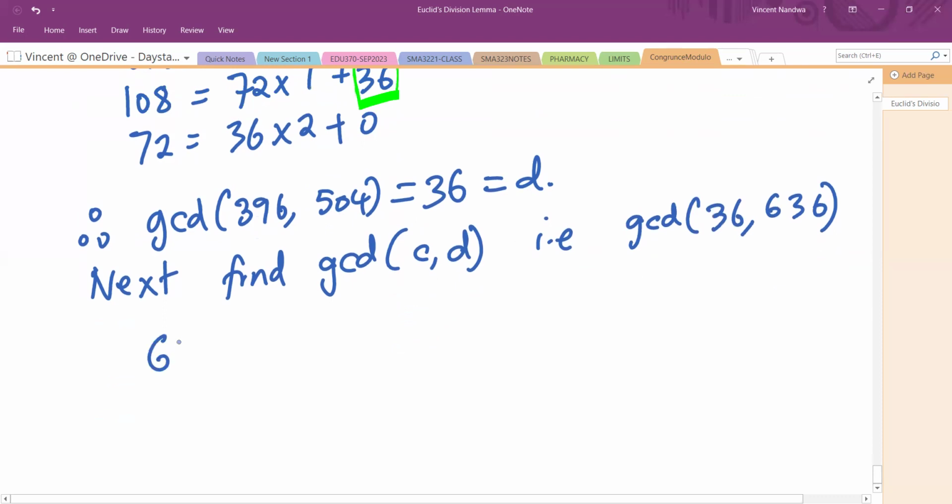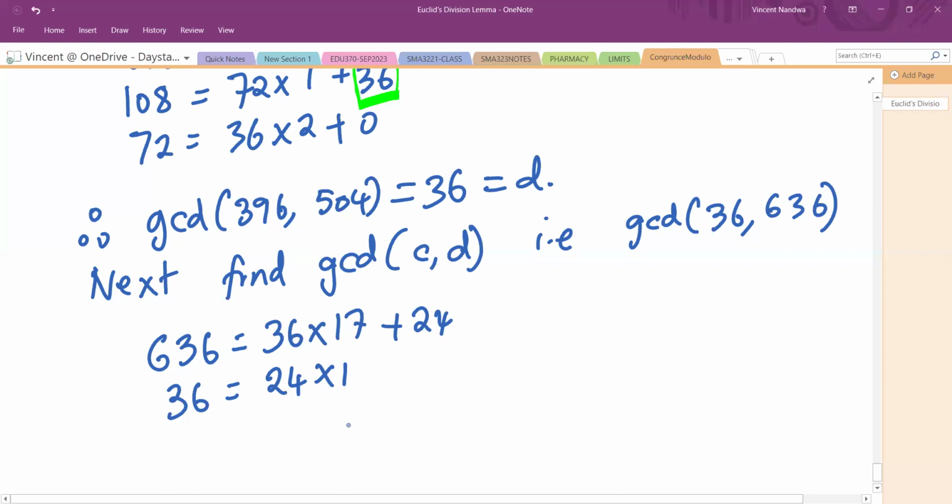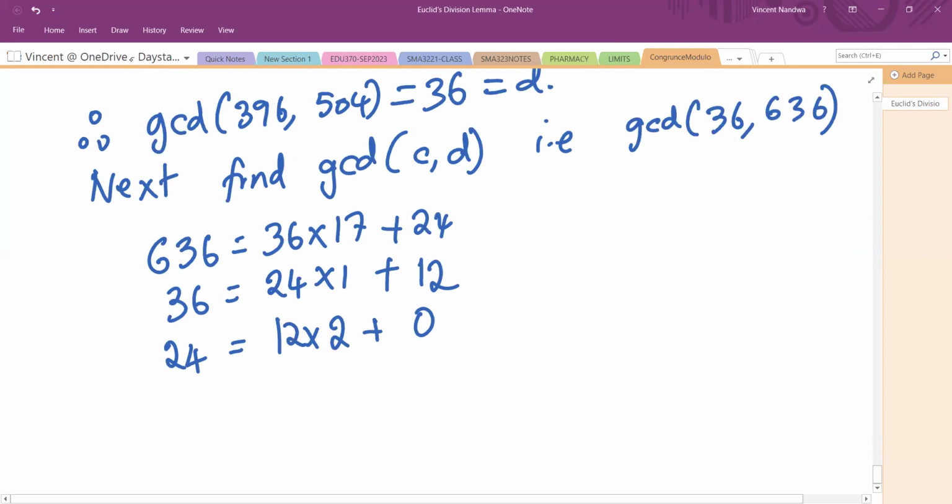So we write 636 equals 36 times 17 plus 24. Our new A becomes 36, our new B becomes 24. Quotient will be 1 and remainder will be 12. Our new A becomes 24, B is 12, quotient is 2, and the remainder will be 0.